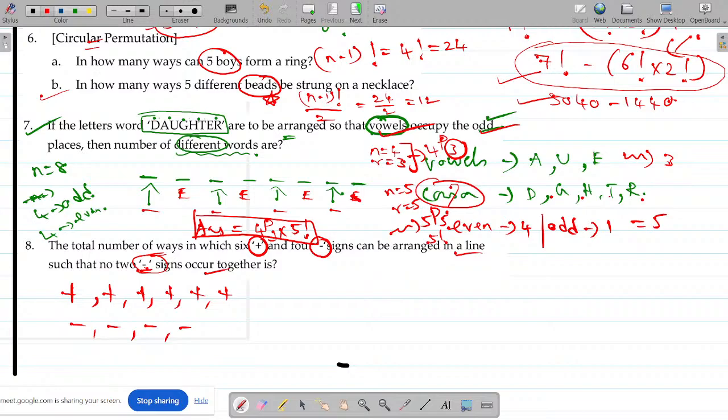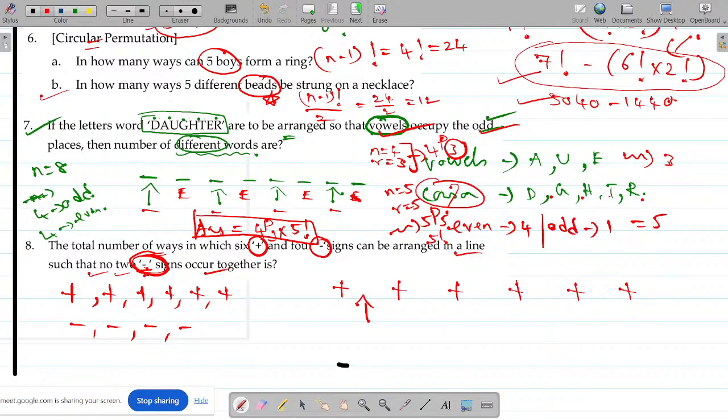It's somewhat similar to the book arrangement problem, where no two particular books should occur together, or no red and blue occur together. Same like that, I have to arrange the plus signs first. So let me arrange the plus signs. I leave a gap between the plus signs, because no two negative signs may occur together. In these gaps, I'll fill the negative signs. So let me please fill the positive signs. 1, 2, 3, 4, 5, 6.